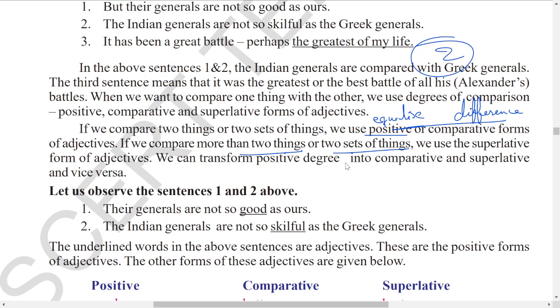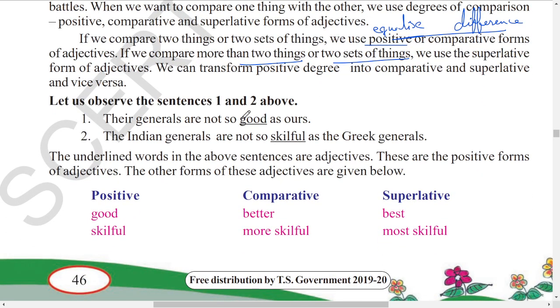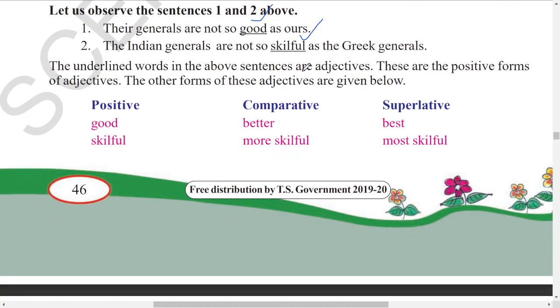We can transform positive degree into comparative and superlative degree and vice versa. So we can change one degree into another so easily. Let us observe the sentences here in 1 and 2 above. The generals are not so good as ours. This is positive degree, good. Next, the Indian generals are not so skillful as the Greek generals. Okay, this is also in the positive degree. Now, underline the words in the above sentence. They are all adjectives. So they are the positive forms of adjectives.